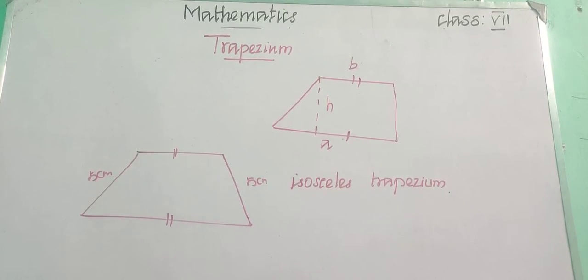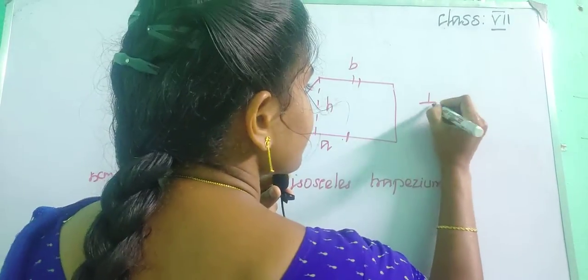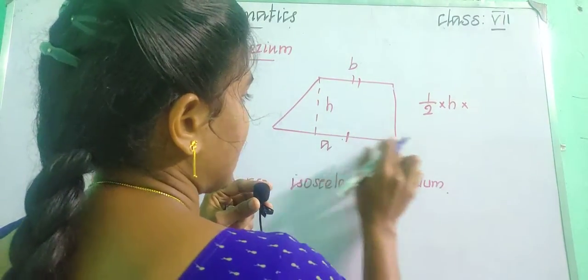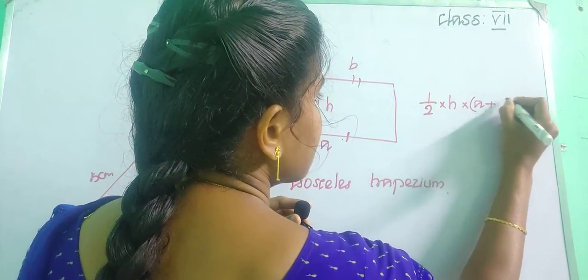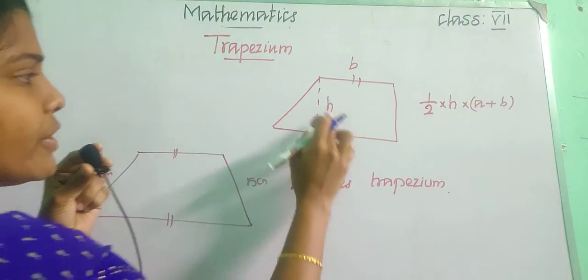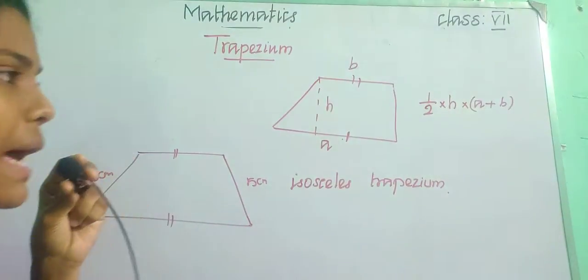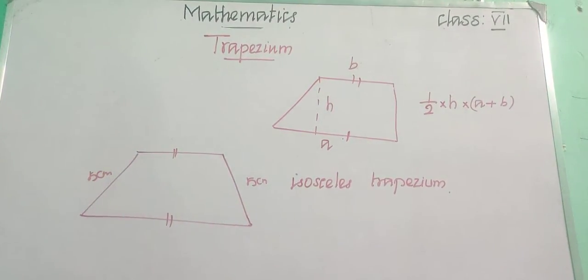Children, so this is about the trapezium. In a trapezium also we have a formula for area. How will you find the area of a trapezium? For that we have a formula: half into h into a plus b. Half into height, height is given, right? Height into a plus b. Half into height into the longest parallel line plus the shortest parallel line. So this is the area of a trapezium.